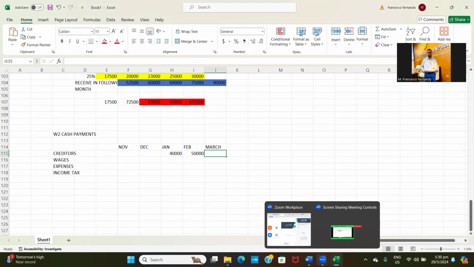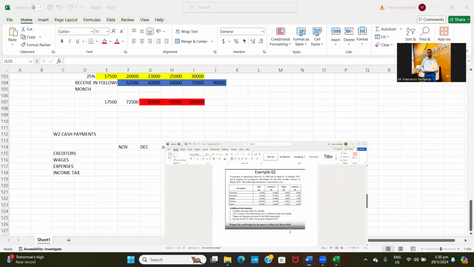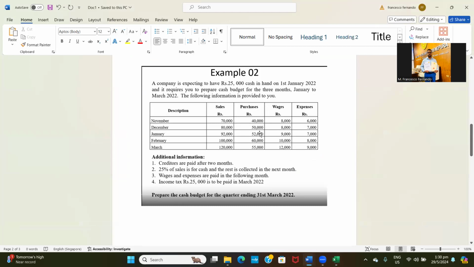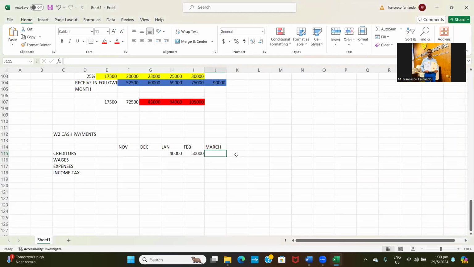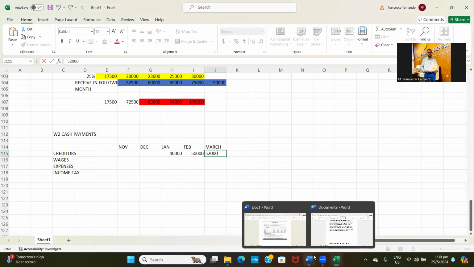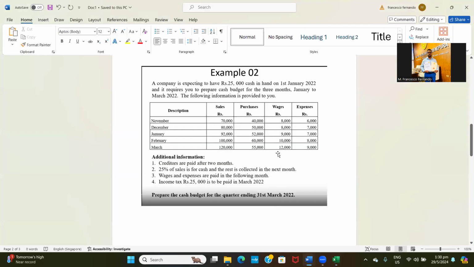Then if it comes to March, this 52,000 will be paid in March. Why? So January's 52,000 will be paid in February, March. After 2 months means in March, 52,000. With the other things, we should not do anything, like 60,000 will be paid in April and 55,000 will be paid in May. So the additional information 1 and 2 is done. Now we'll move to additional information number 3.